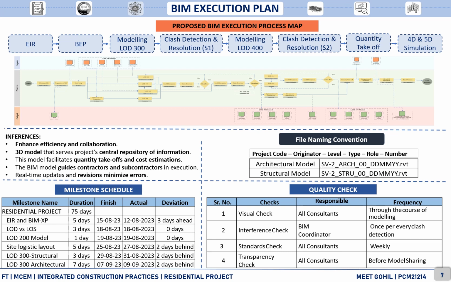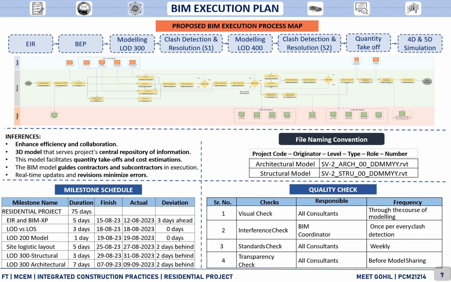I have shown the detailed process map below in the slide in order to give more clarity, with the inputs, process and outputs mentioned. Inferring from this, the main inference was enhancing efficiency and collaboration. The 3D model serves as the project's central repository of information. The model facilitates quantity takeoff and cost estimation. The BIM model guides contractors and subcontractors in the execution, and real-time updates and revisions can be minimized.